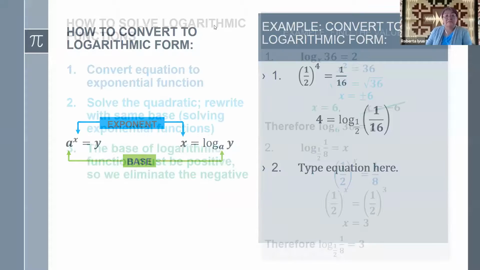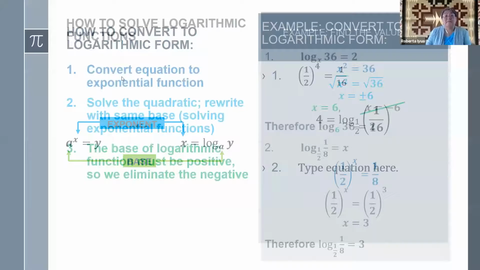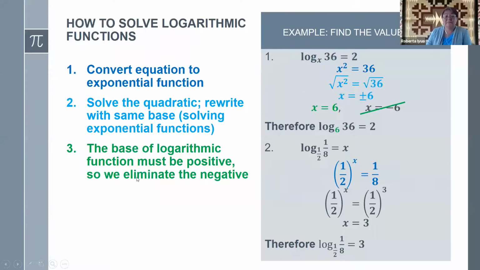How to solve logarithmic functions. These are the simple steps of solving the function. Convert your equation to an exponential function. Then solve the quadratic. You can also rewrite with the same base, just like solving your exponential functions. And the base of log functions must be positive, so we eliminate the negative.